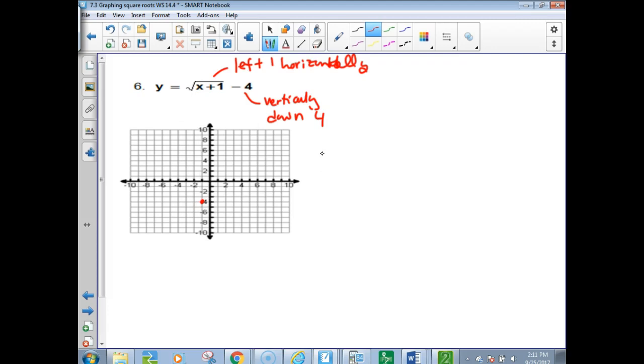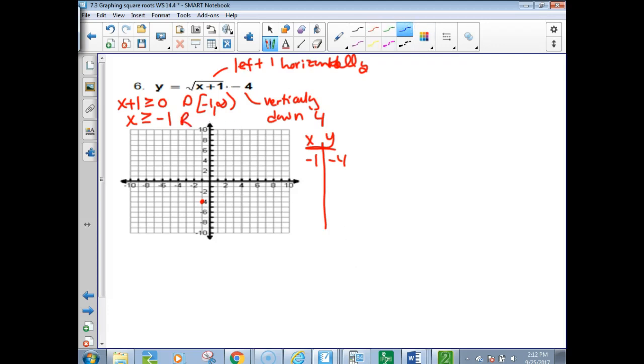Okay. Now, let's test it out. X plus 1, what's underneath the radicand, is supposed to be greater than or equal to 0. Solving that, you get x greater than or equal to negative 1. Which means you would want to start with negative 1 being plugged in, which would give you 0 minus 4, which is negative 4. Oh, look, negative 1, negative 4. That's where we started. The domain is from negative 1 on up to infinity. We'll figure out the range in a moment.